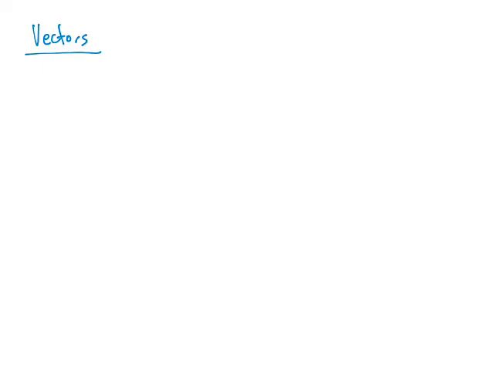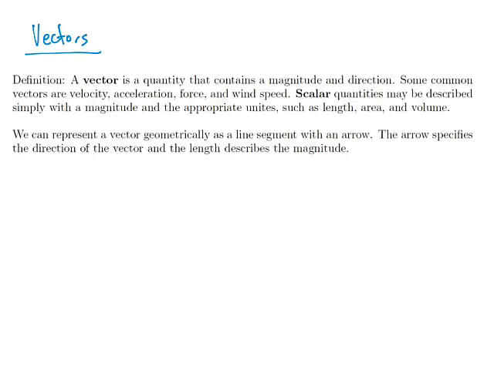I will be going over the basics of vectors in this video. So here's a definition. A vector is a quantity that contains a magnitude and a direction. Some common vectors are velocity, acceleration, force, and wind speed.